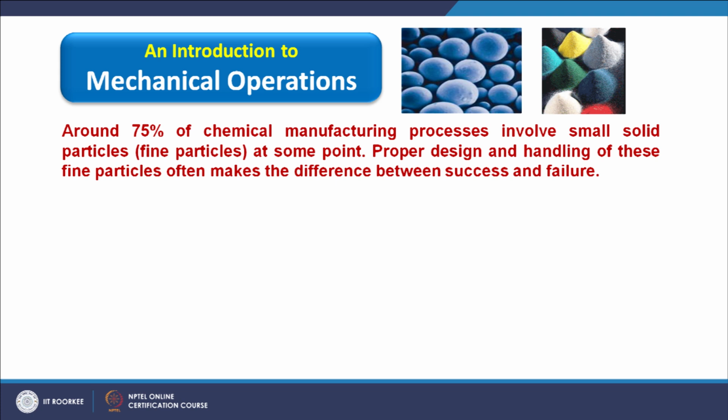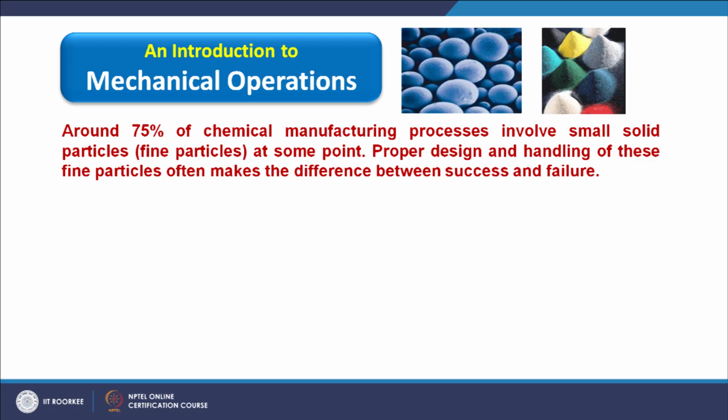So, mechanical operation, if we consider what I have shown previously, around 75% of chemical manufacturing processes involve small solid particles, that is, fine particles at some point. Proper design and handling of these fine particles often makes the difference between success and failure. Here I have used the words success and failure, and this depends on the handling of fine particles. What is the meaning of this? For the success and failure of a particular product, the size of the particle is very important. How and why it is important, I will speak about later on.